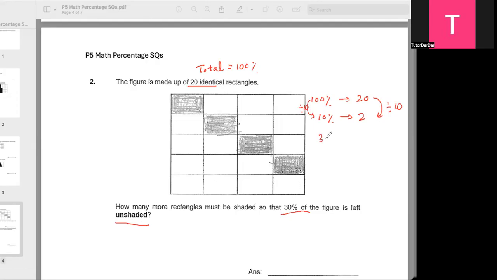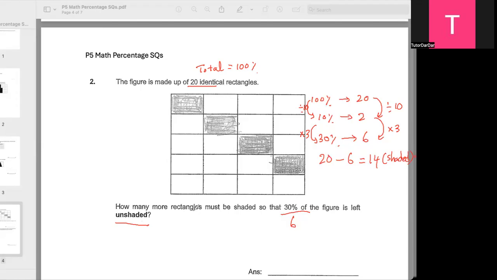So let's figure out 30%. If 10% is 2, 30% means becoming more, so multiply by 3. So this side also multiply by 3. So 2 times 3, you get 6. So the meaning is 6 of these rectangles should be left unshaded. Okay, so you already know 20 is the total. 6 should be left unshaded, so the shaded ones should be 14.